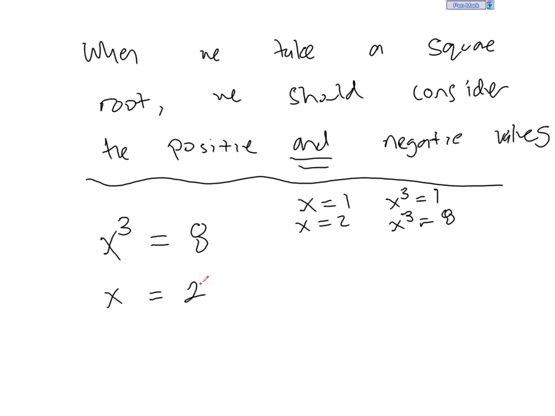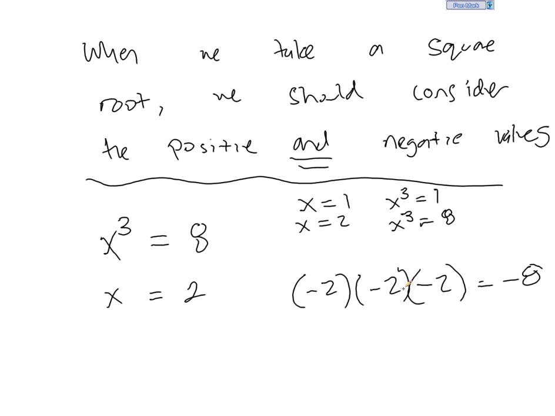Now, what about negative 2? Does that work here? Well, let's try it. So if x was negative 2, then that means negative 2 times negative 2 times negative 2 should give us the same answer. But negative 2 times negative 2 gives us positive 4, times negative 2 gives us negative 8. So it doesn't work whenever you don't have a pair of negative values to multiply together.